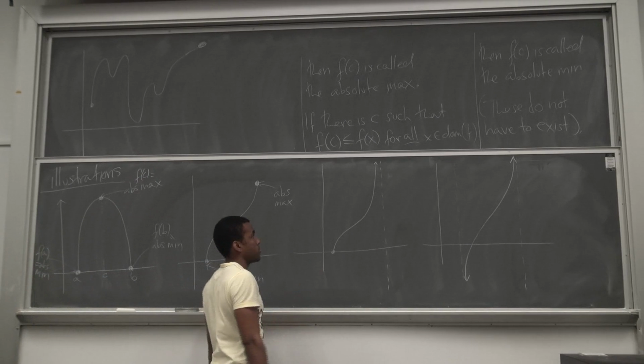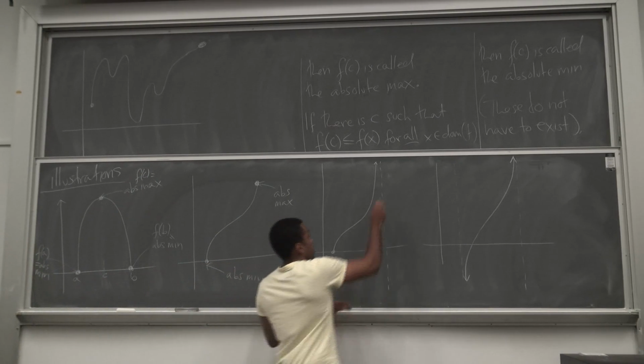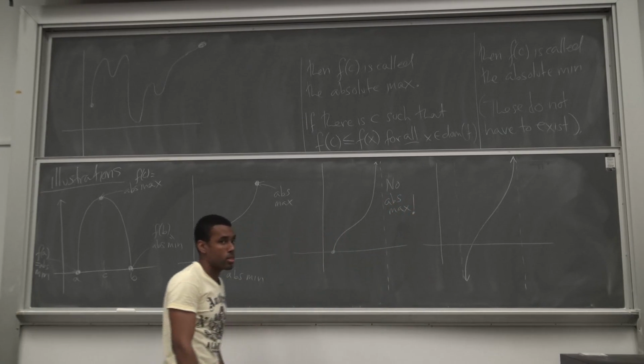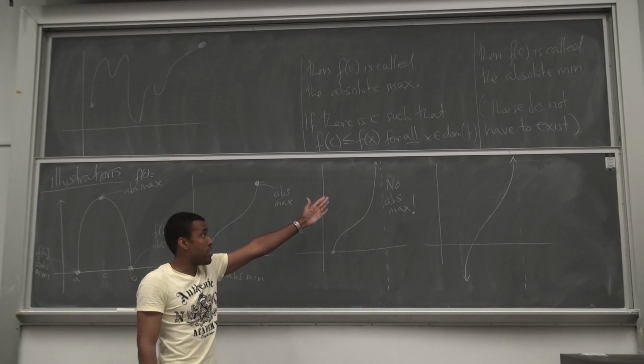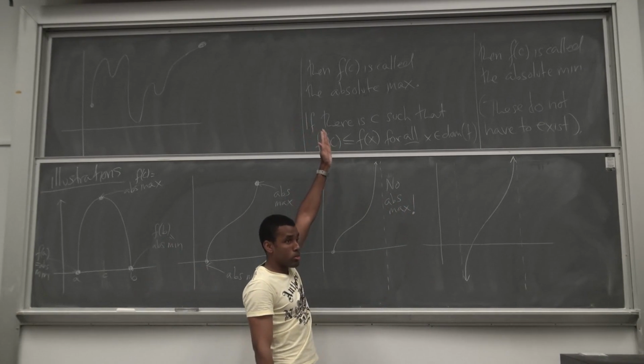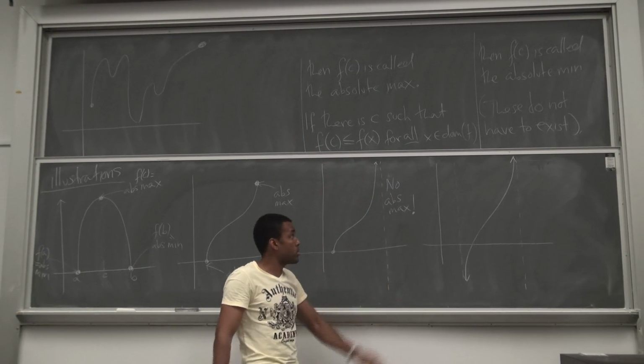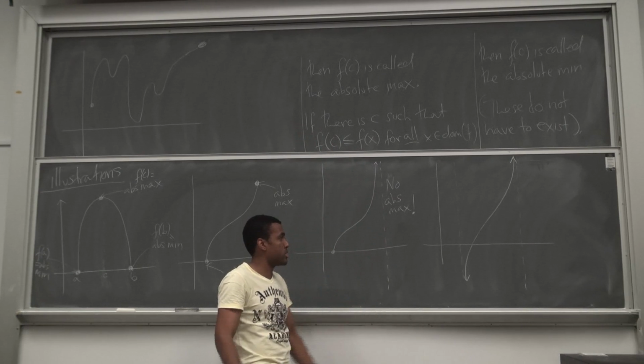What about here? It doesn't exist. Notice that this has no absolute max, right? Why does it not have an absolute max? So it goes to infinity. There is no biggest y value, right? The graph just keeps going up. There's no y value that I can say, this y value is the biggest one. It keeps going up. So in this case, the absolute max does not exist.